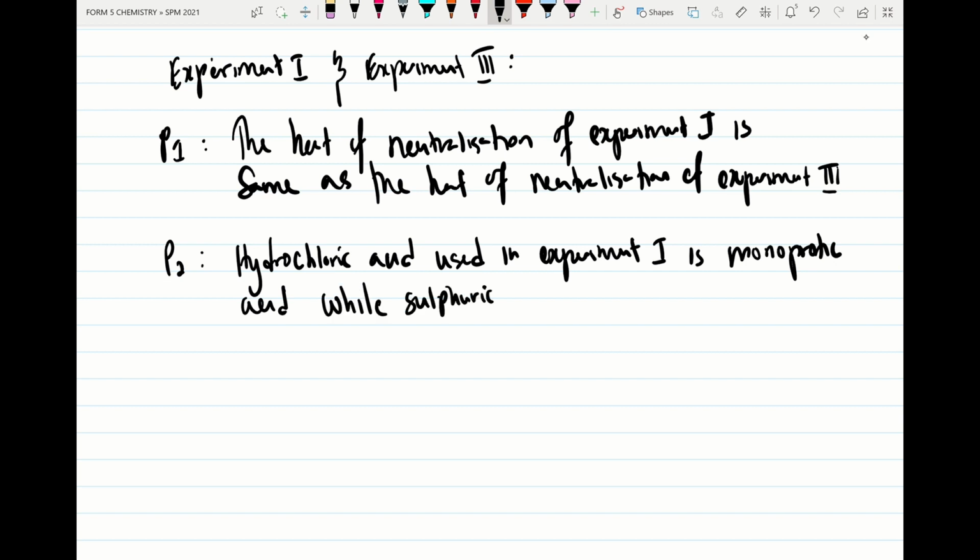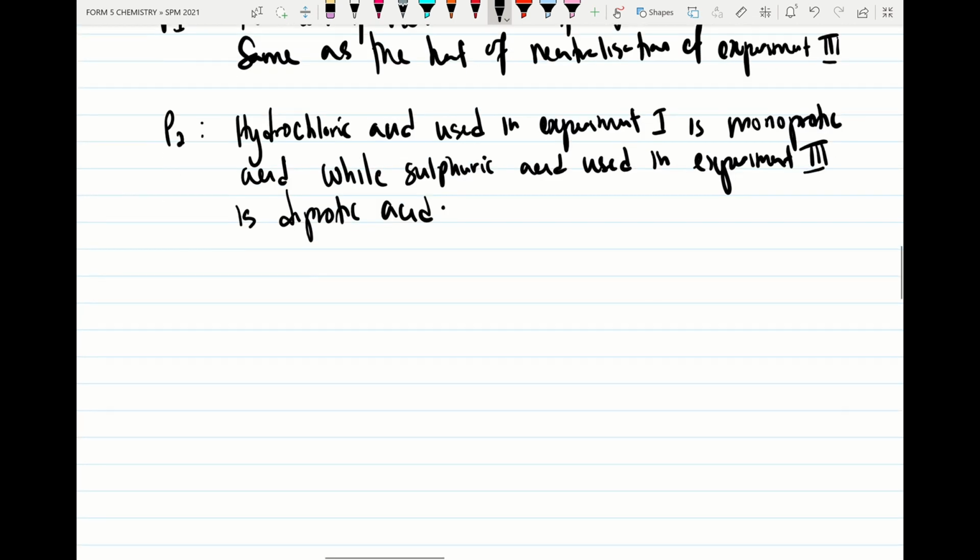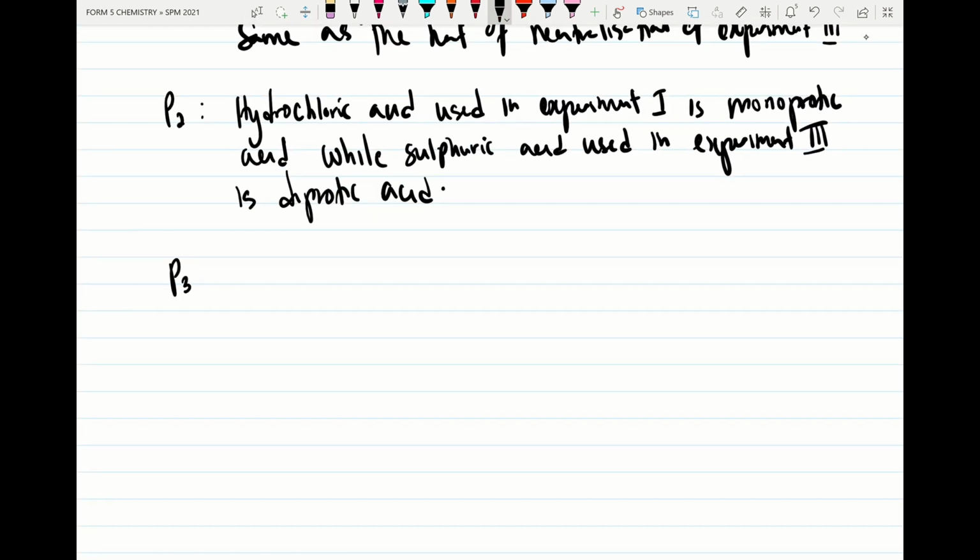Sulfuric acid used in experiment 3 is diprotic acid. For this we will score another mark. Point number 3: hydrochloric acid in experiment 1 will ionize.